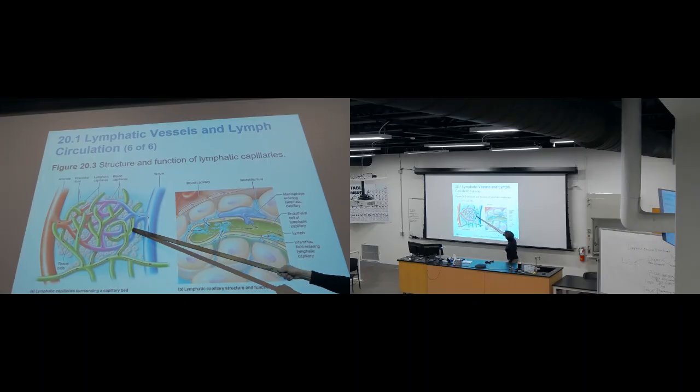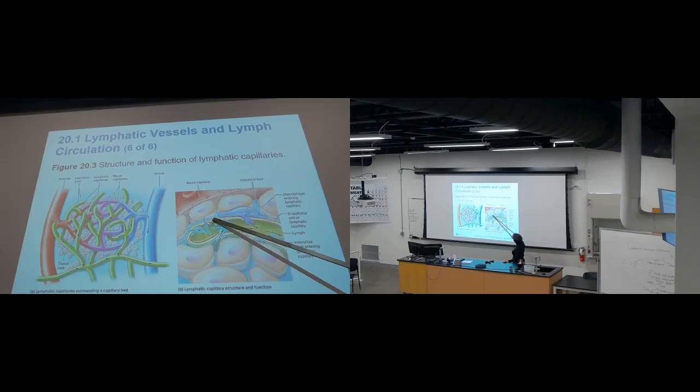So if you magnify one of these, you will be able to see the walls. The walls are made of simple squamous epithelium. These are endothelial cells of the capillary, and they have a loose connection in between. Because of this loose connection, they allow the entry of this fluid really easily, and then you will have valves here that help this fluid go from the blind end, which is the distal region, into proximal regions of these lymphatic vessels.